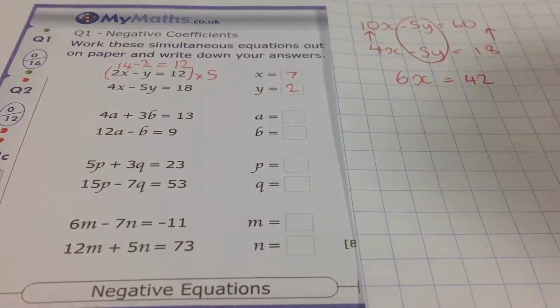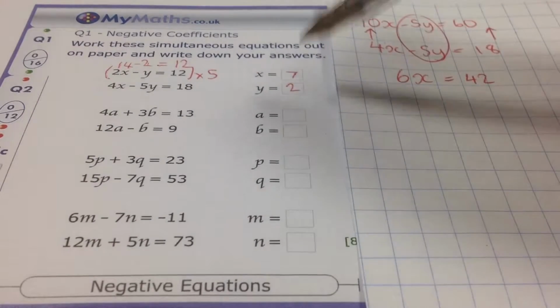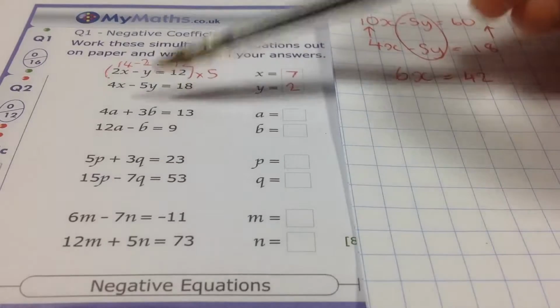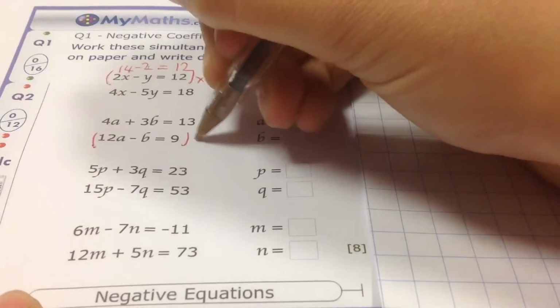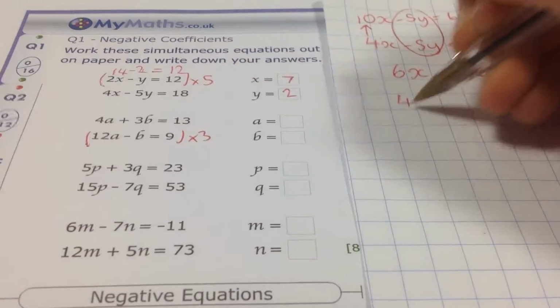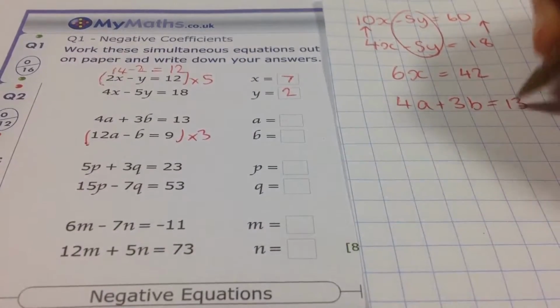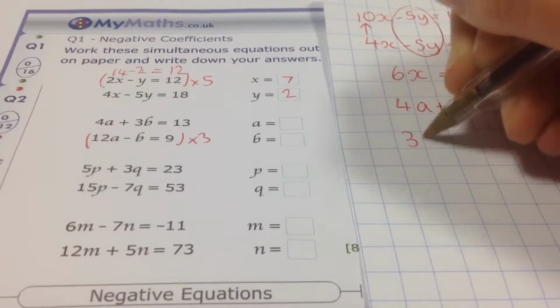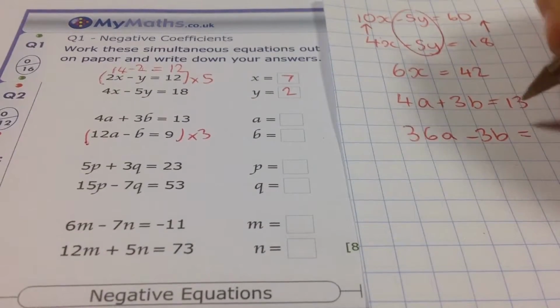Second question, I've got a negative, but I've also got a positive. In the last one, I could use the difference method because they were both negative. When you've got mixed sign coefficients, you still make them into a pair, but instead of being an equal pair, they're an opposite pair. So let's make this into a negative 3b. We've got 4a plus 3b, the first equation remains unchanged, and we've got 36a minus 3b, and that gives me 27.